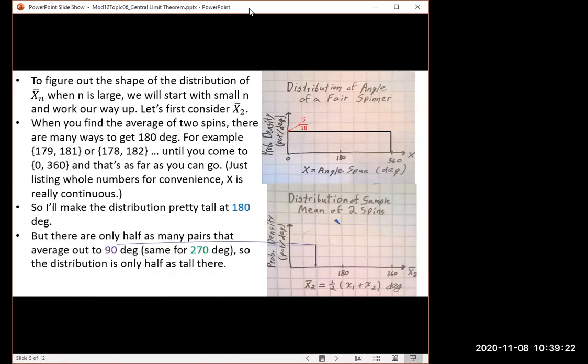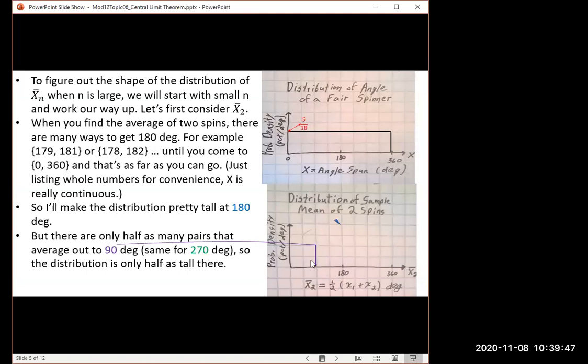Well, let's try 90 degrees. How many pairs are there that average out to be 90 degrees? See, you could have 189 and 191, or you could have 188 and 192, a lot of pairs again, but only half as many as before.